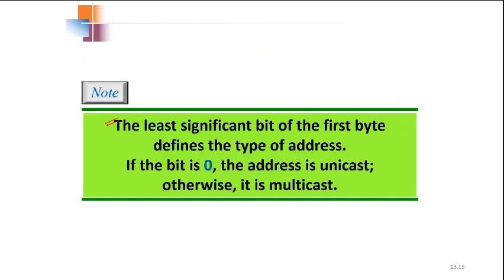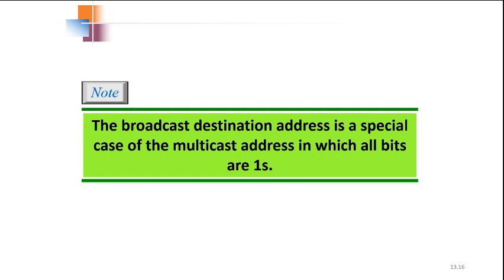Here the least significant bit of the first byte defines the type of address. If the bit is 0, the address is unicast. Otherwise, it is multicast. The broadcast destination address is a special case of multicast address in which all bits are ones. If all bits are 1, it is called broadcast.